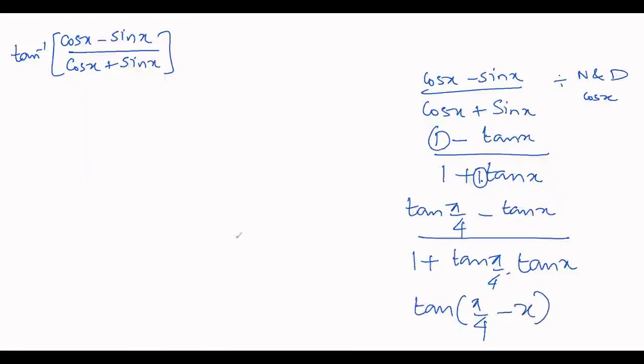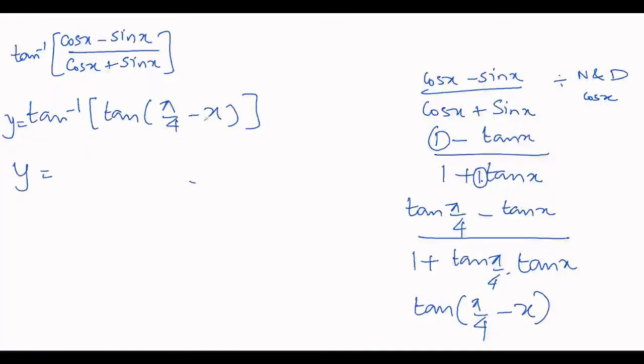So let's come back and use it here. This is y, which is equal to tan inverse of tan of pi by 4 minus x. So y can now be rewritten as tan inverse of tan x is x. In this case, it is pi by 4 minus x. So dy by dx is equal to differential of pi by 4, which is a constant, is 0. And differential of minus x is minus 1. So that's the answer. Let me clear this. Next question.